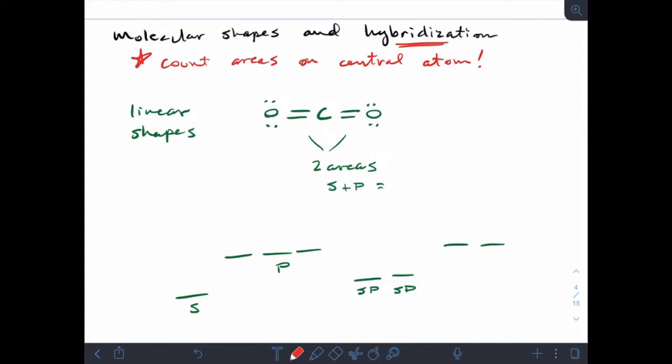So with my carbon dioxide here that I'm showing, it is a linear molecule. It has 2 electron areas, no lone pairs. So I've got these 2 areas, right? 2 areas around the central atom. You're going to combine an s and a p. So you're left with an sp hybrid.